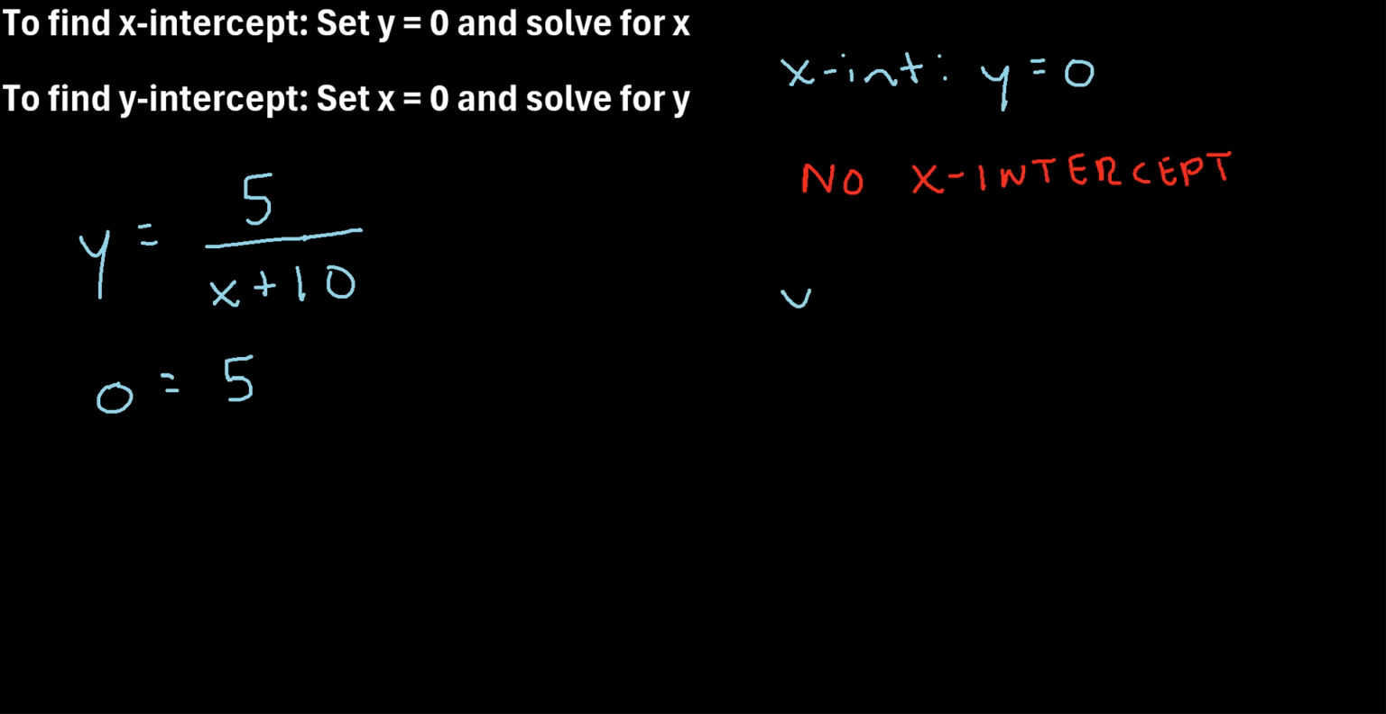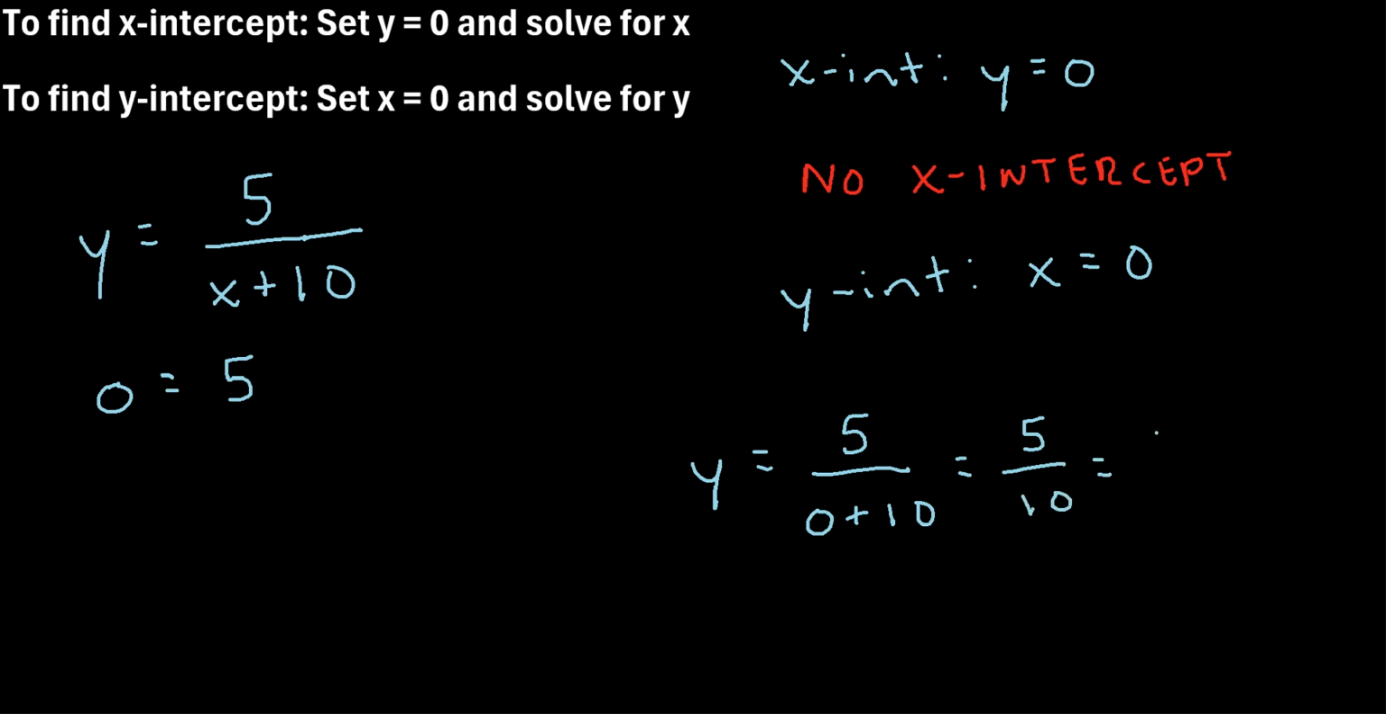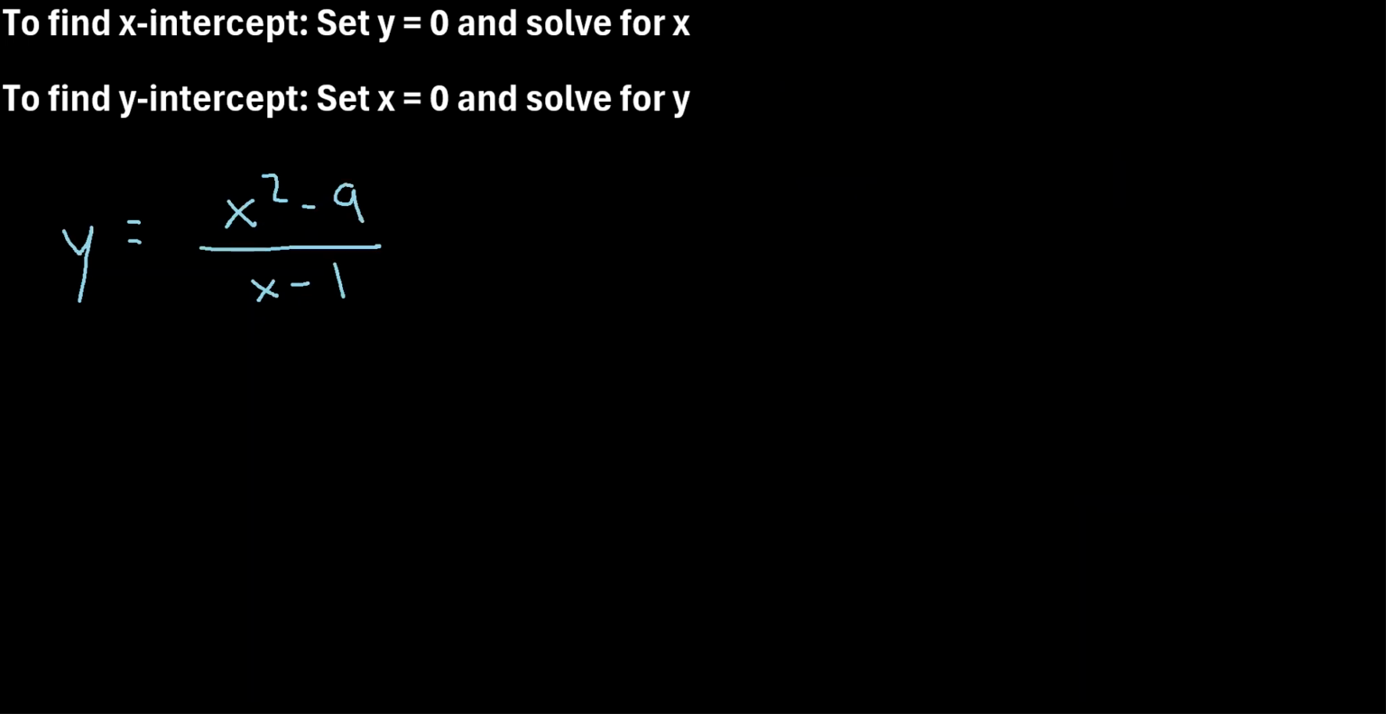Now to find the y-intercept, recall we set x equal to 0 and we solve for y. So we have y is equal to 5 over (0 plus 10). So y is equal to 5 over 10, which we can reduce to 1/2. So when x is 0, y is 1/2. So we can write the y-intercept as the coordinate pair 0, comma 1/2. So we found that there was no x-intercept, and the y-intercept is 0, 1/2.